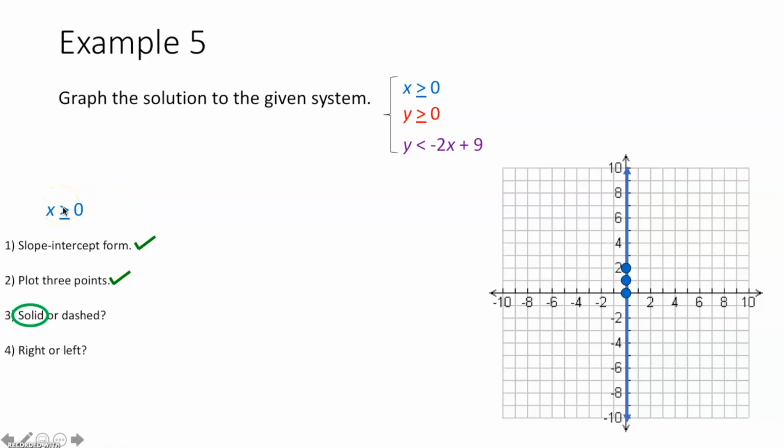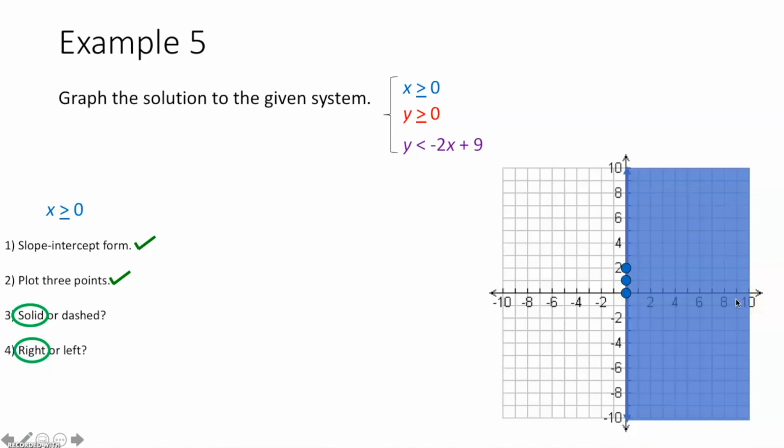And then we decide, are we shading to the right or left? Well, since we have x is greater than or equal to 0, we want all the x values greater than or equal to 0. So all the x values greater than 0 would be to the right of this given line. So that's where you shade.